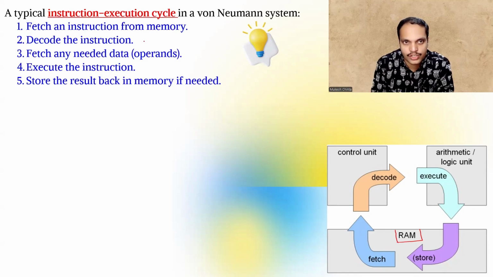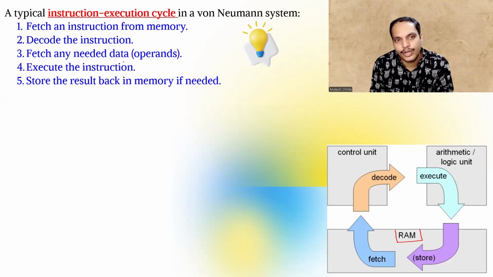So decode the instruction, and in order to execute that, if you need any other data, you need to fetch it again from the RAM, and then finally execute that. And after execution, if required, you again place those operands and the results into the RAM, into the memory. So fetch, decode, execute, store. This is commonly how the instruction execution cycle goes on. These are the different steps that are involved.